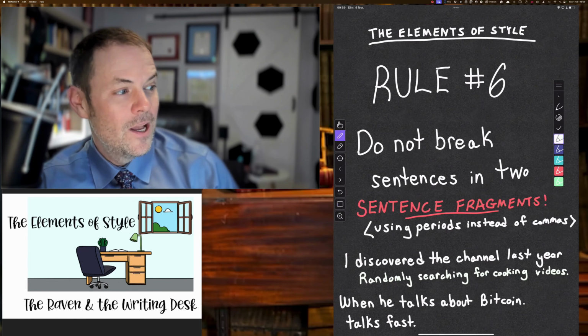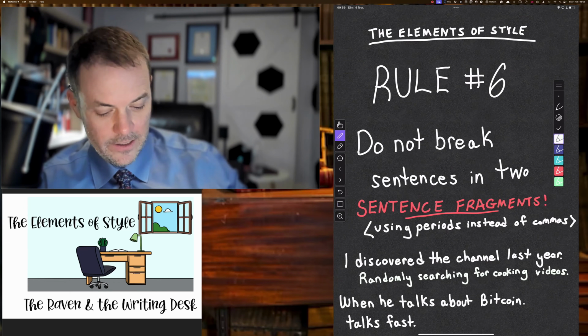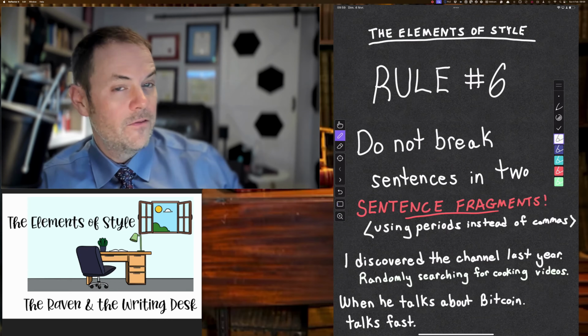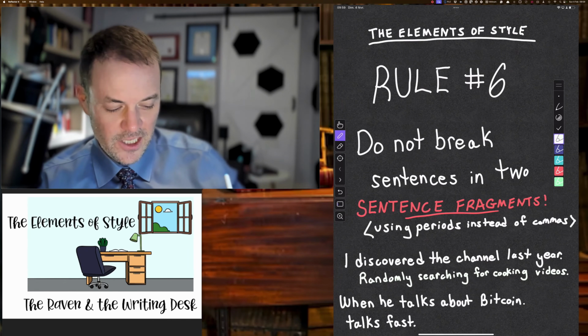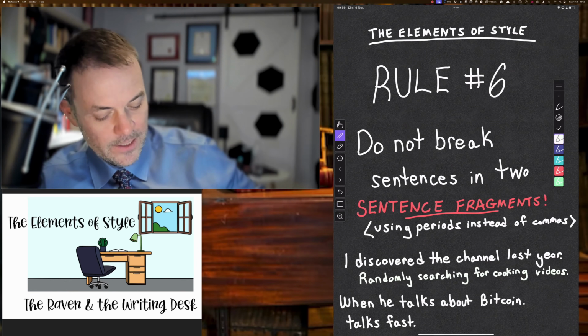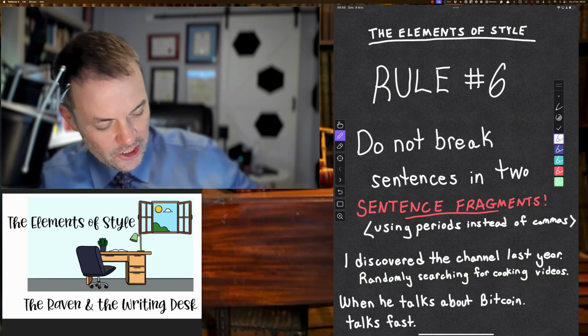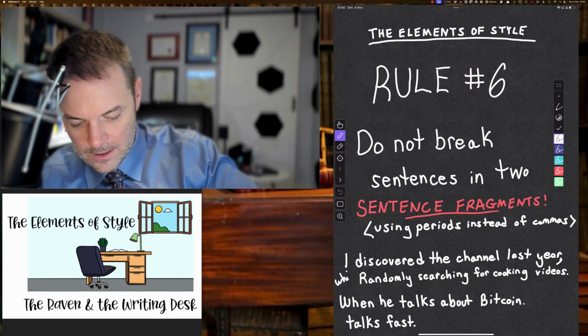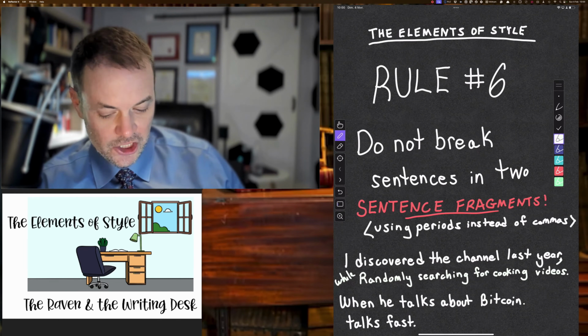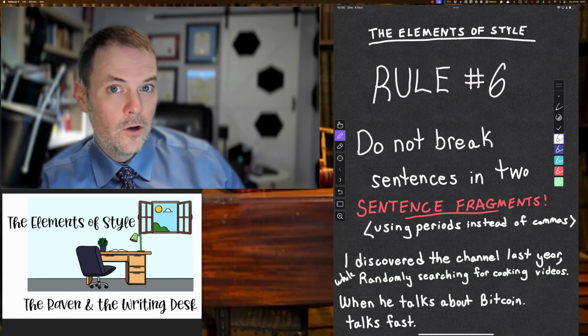For example, "I discovered the channel last year. Randomly searching for cooking videos." As you can probably tell with your ear, something's not quite right here. Something is off. Let's change that to a comma and put in the word "while": "I discovered the channel last year while randomly searching for cooking videos."